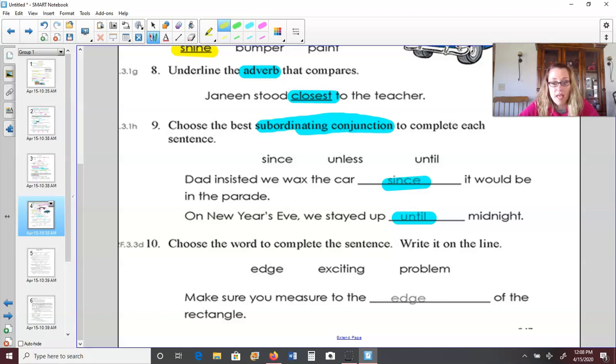In number 10, choose the word to complete the sentence. Edge, exciting, or problem. Make sure you measure to the blank of the rectangle. Well, when you're measuring and shapes are involved, you want to measure to the edge of the rectangle.